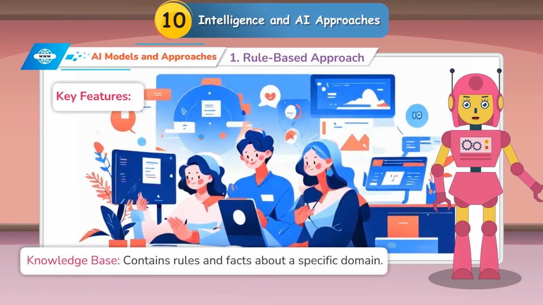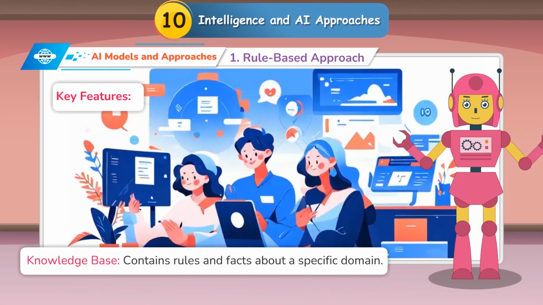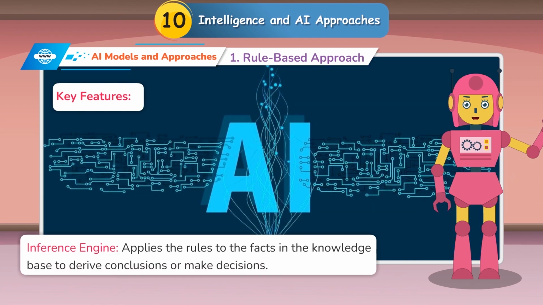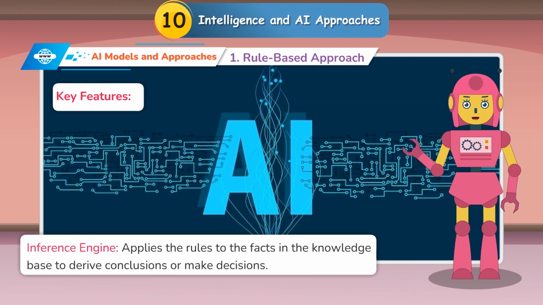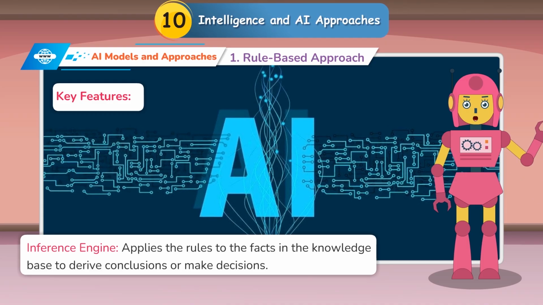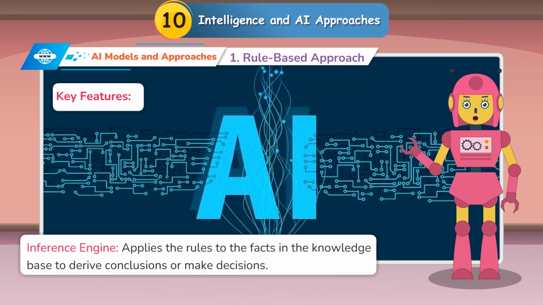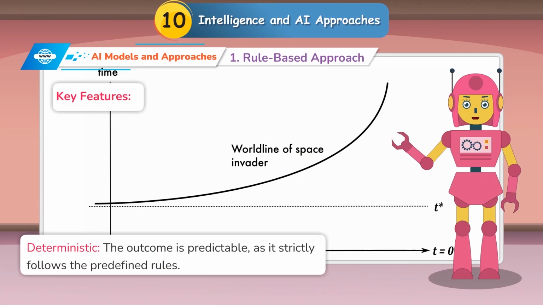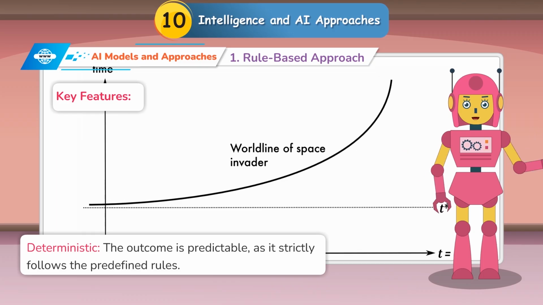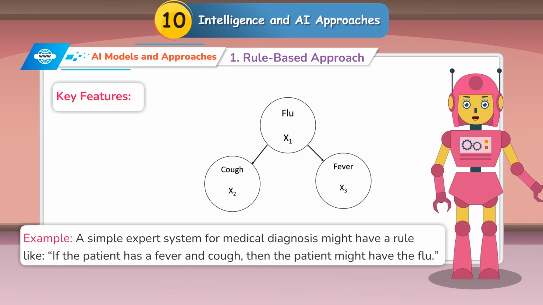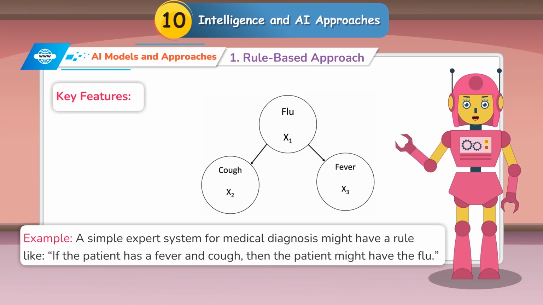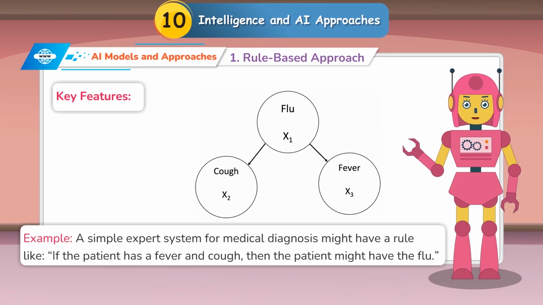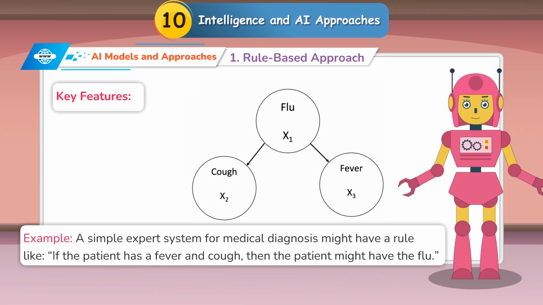Key features: knowledge base contains rules and facts about a specific domain. Inference engine applies the rules to the facts in the knowledge base to derive conclusions or make decisions. Deterministic, the outcome is predictable as it strictly follows the predefined rules. Example: a simple expert system for medical diagnosis might have a rule like, if the patient has a fever and cough, then the patient might have the flu.